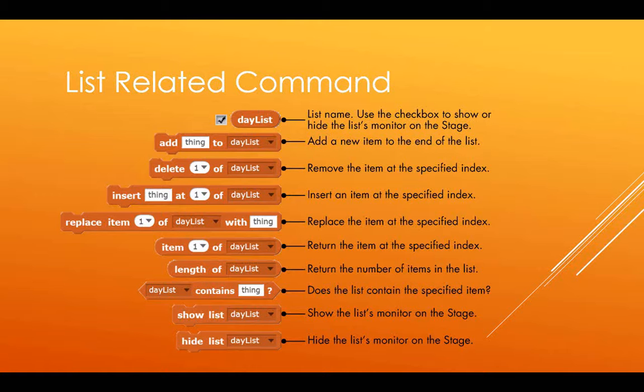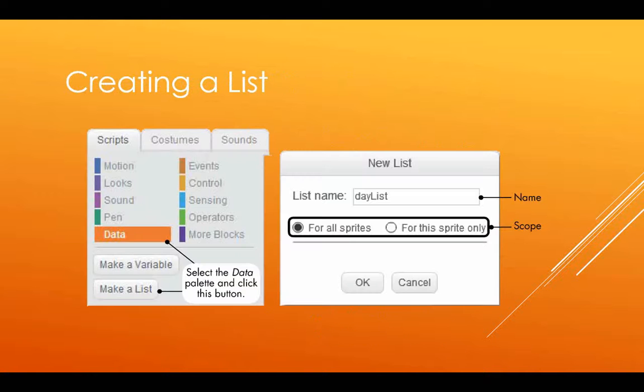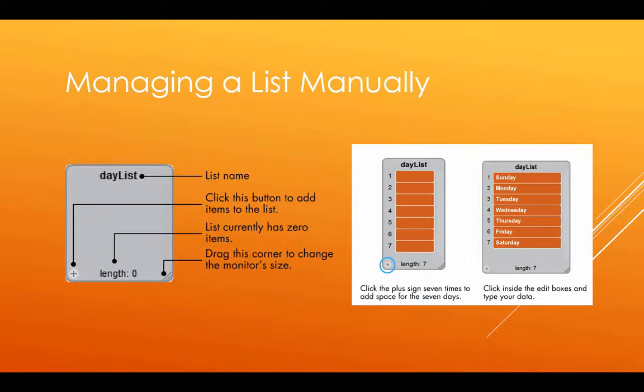The monitor looks a bit different to a normal variable monitor, which had 3 different modes that you could view it in. The list doesn't have 3 different modes, but it does show you a lot more information. See down the left hand side, as you add items, it'll show you the index for those items. In the bottom left, there is a plus sign, which allows you to manually add items to the list. It also shows you a length at the bottom, showing you how long your list is.